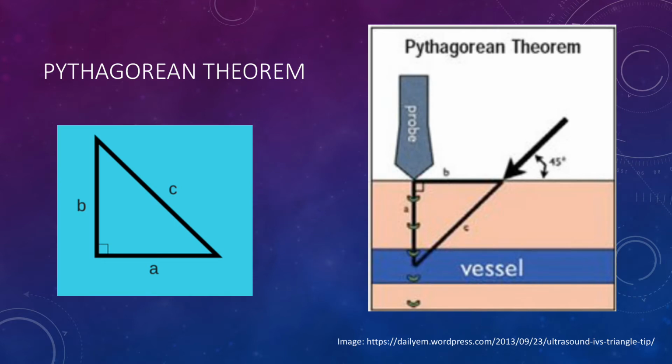Some of the things you should be thinking about for the short access approach is the Pythagorean theorem. You can see in this image that A and B are the same distance apart, and this should help you orient your needle at a 45-degree angle to hit the vessel in the short axis plane.